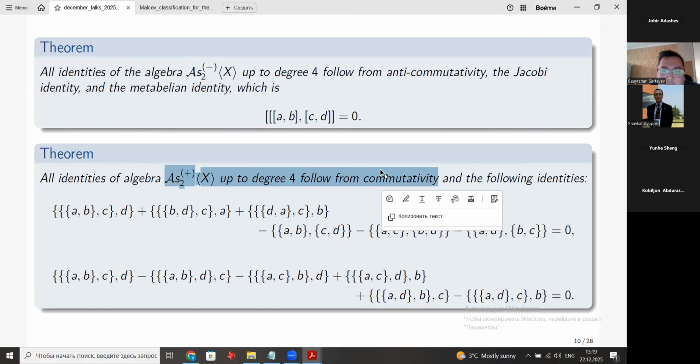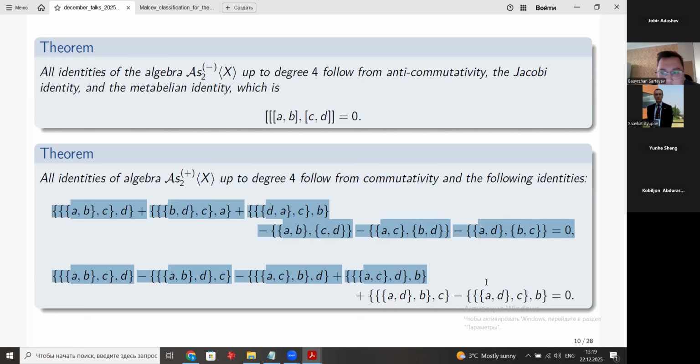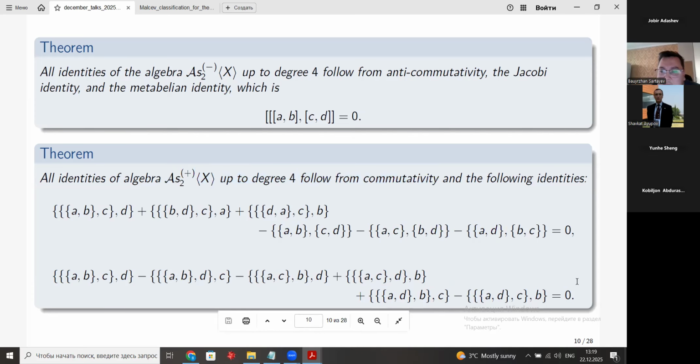Now, the next one. What about the second type associative algebra under the anti-commutator? Up to degree 4, it follows from commutativity and the following two identities. Now, someone can ask the question, what about degree 5, degree 6, degree 7? That's also a new result, not published anywhere. We also have a new identity of degree 5 in the case of the second type associative algebra under the anti-commutator. We also obtained a new identity of degree 6.